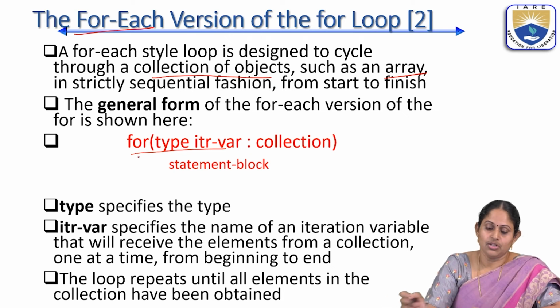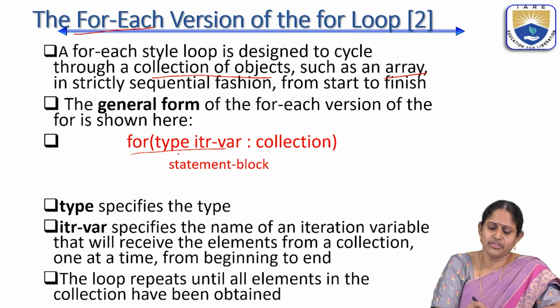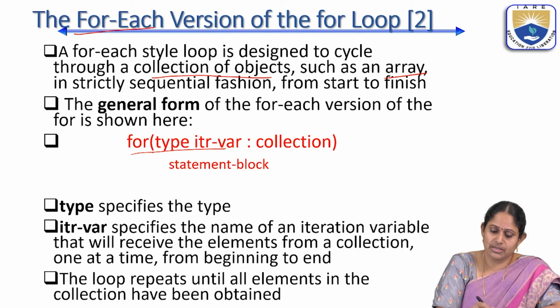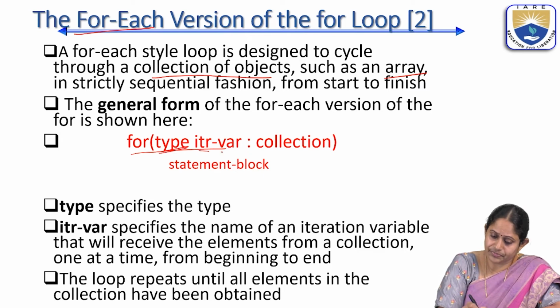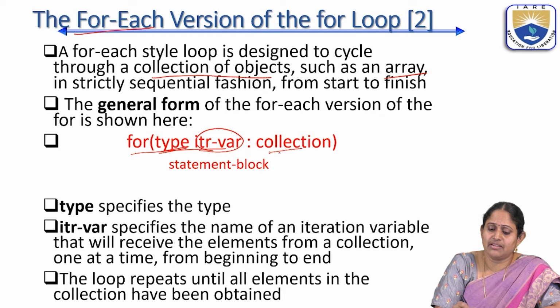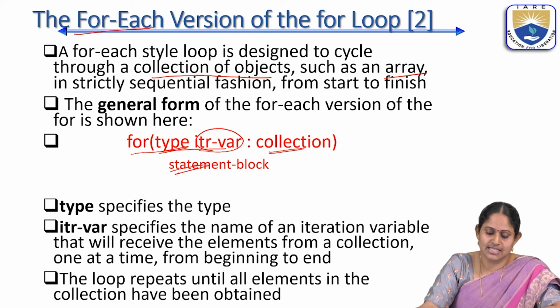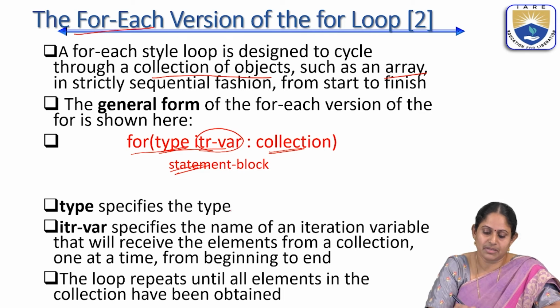So the general form of the for each loop is like this. It specifies the type, the iterator variable, which collection you are using, and the set of statements. So the type represents the type.